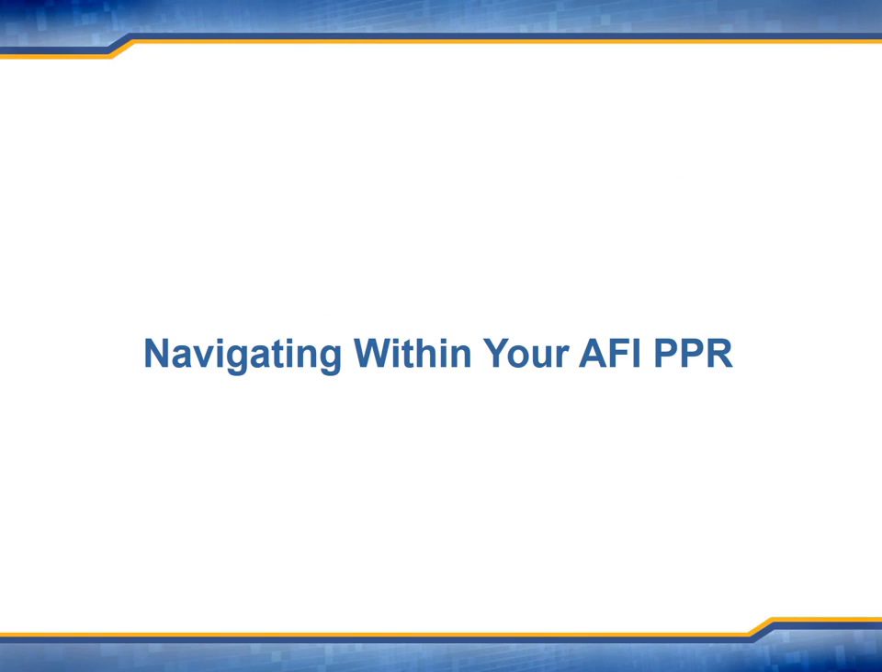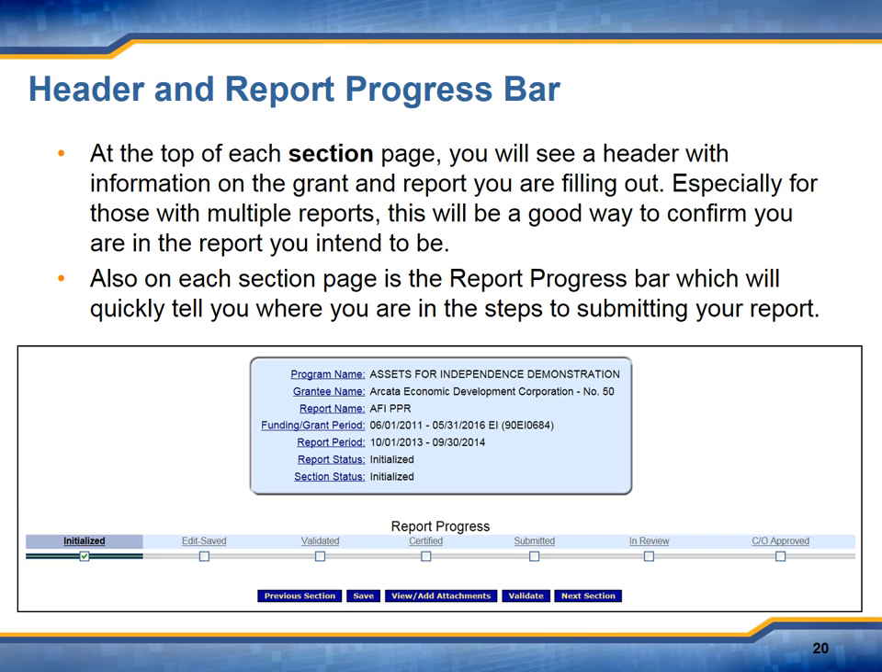Now let's talk about navigating within your AFI PPR. At the top of each section page, you'll see a header with the information on the grant and report you're filling out. Especially for those with multiple reports, this will be a good way to confirm you're in the report you intend to be in. Also, on each section page is the Report Progress bar, which will quickly tell you where you are in the steps to submitting your report.